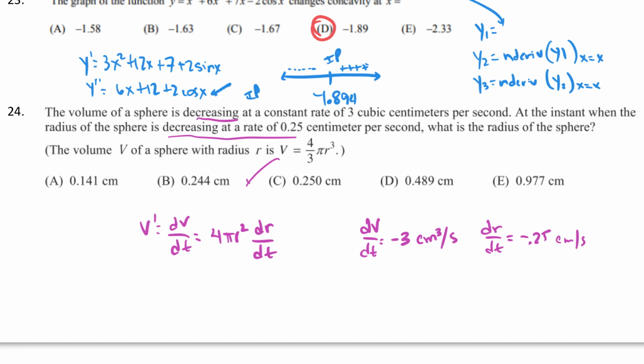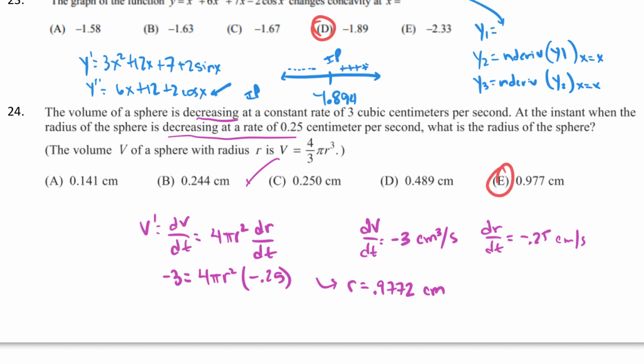Well, they gave me some values, so I'm going to put in negative 3 equals 4 pi r squared, and they gave me dr/dt, which is negative 0.25. So go ahead and solve for this, and you will get r equals 0.9772 centimeters, and that would be this answer right there.